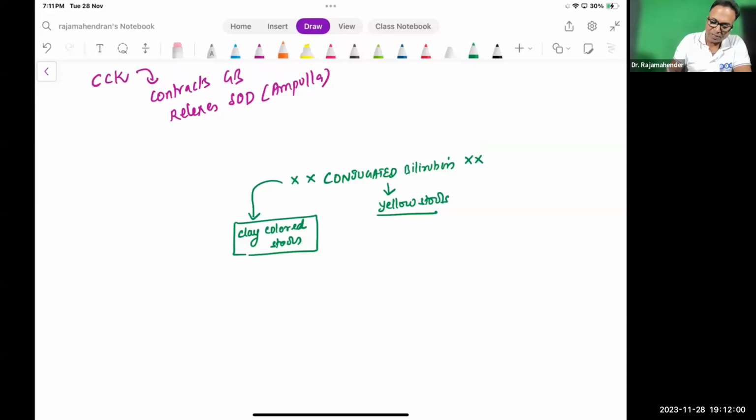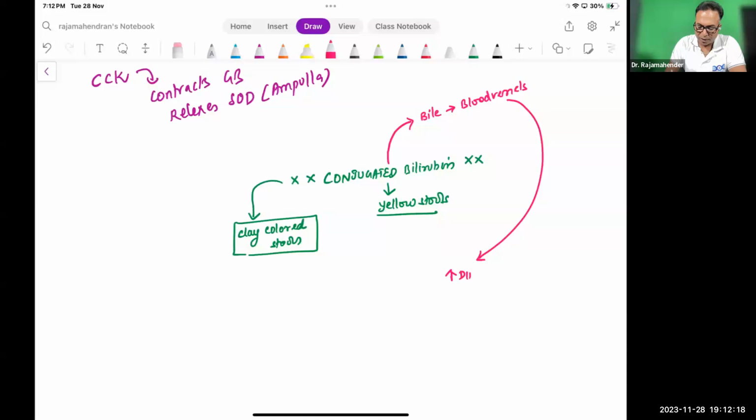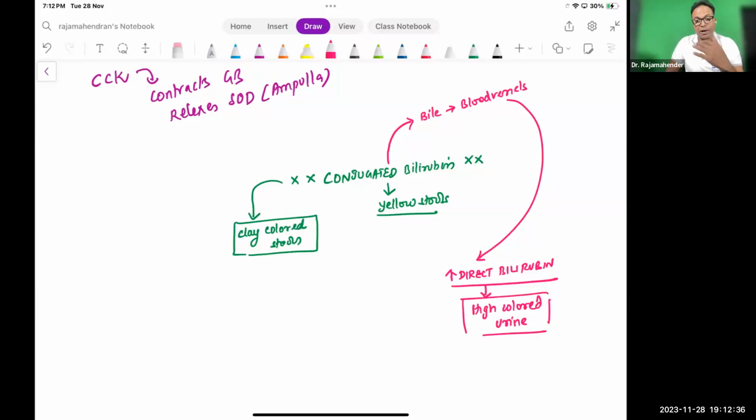And this conjugated bilirubin, which is accumulating in the liver, will regurgitate in the hepatic sinusoids back into the blood vessels, resulting in increased direct bilirubin or increased conjugated bilirubin in the circulation. This direct bilirubin in the blood will be excreted in the urine, causing high colored urine. High colored urine is seen in these patients. So it is yellow color urine.